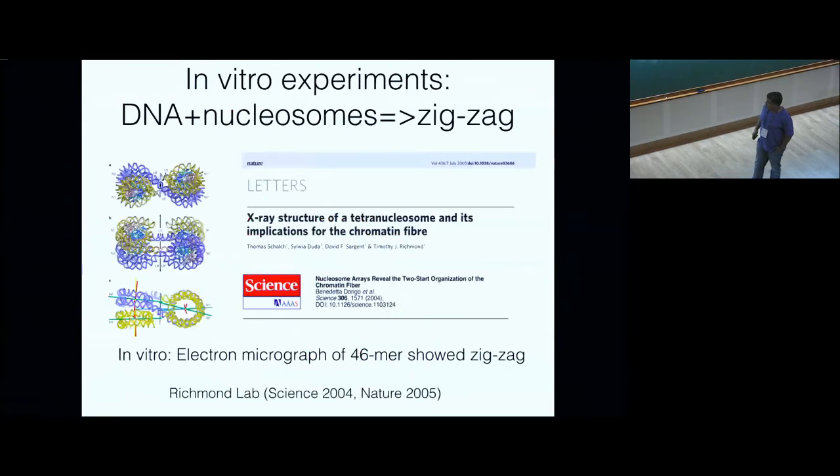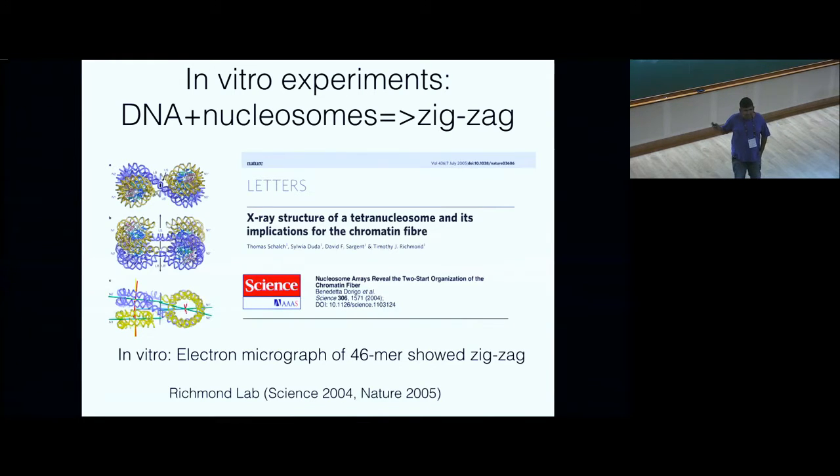This is one of the higher order organizations of the chromatin, is what is being told in the textbooks. A lot of in vitro experiments also supported this. For example, this is an in vitro experiment by Richmond lab, where they did a 4-mer crystal structure. So they have 4 nucleosomes, and they did X-ray crystallography and looked at the arrangement, and they again got somewhat like zigzag. They also did in vitro electron micrograph of 46-mer, which showed zigzag.